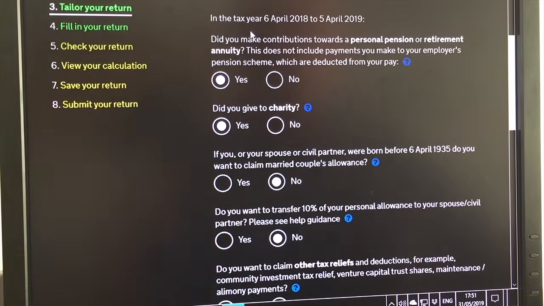Still tailoring your return. Did you make contributions to a pension scheme? Say yes if you did, and you'll enter the details in later on. Any gifts to charity? Yes. The reason these are important, as in another video I've done somewhere, is they will increase your basic rate band if you did make contributions. So it's worth entering these figures in. Same with charity donations. The way you get tax relief is it'll increase your basic rate band. So if you're a higher rate taxpayer, you'll pay not so much at a higher rate.